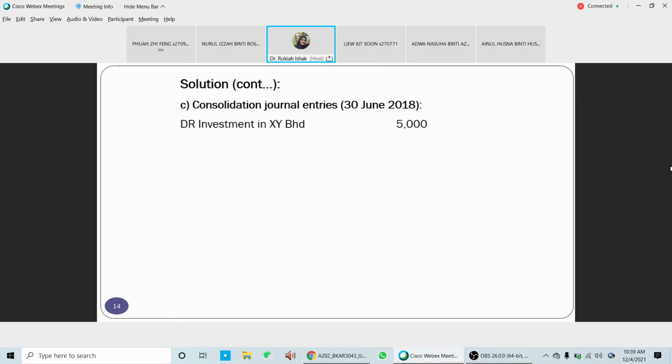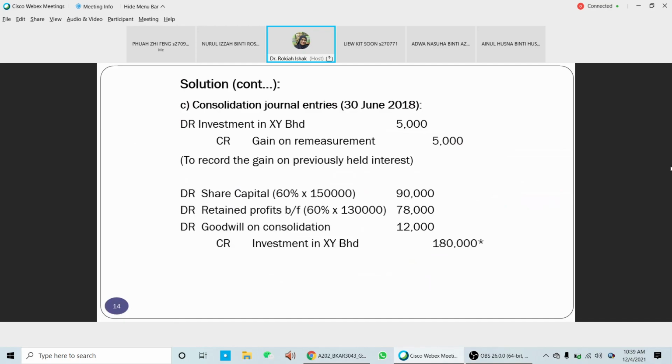Okay, so we're going to proceed with the journal entries. For the journal entry, the first one we're going to record is the gain. So gain on remeasurement. For gain on remeasurement, it's going to increase the amount of investment. So you're going to debit investment and then credit gain on remeasurement. This amount is going to be transferred to the income statement. So this one is to record the gain on the previously held interest, the 15% interest.